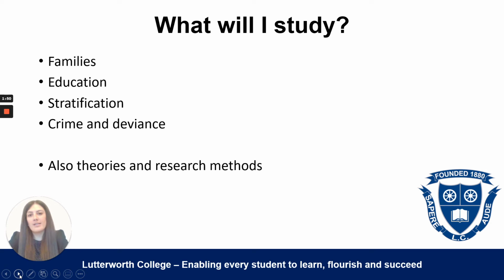So, topics. These are the 4 topics that we study over the 3 years: families, education, stratification, which basically means poverty, and crime and deviance. Amongst all 4 of those, we look at theories and research methods.